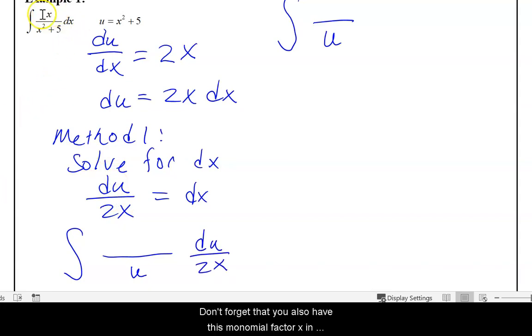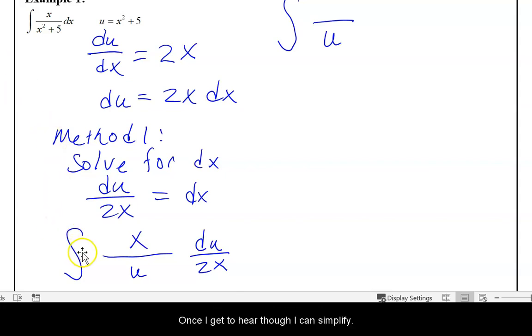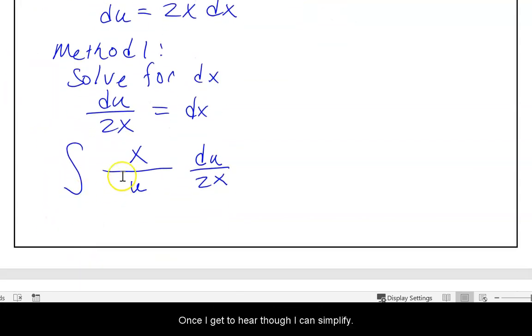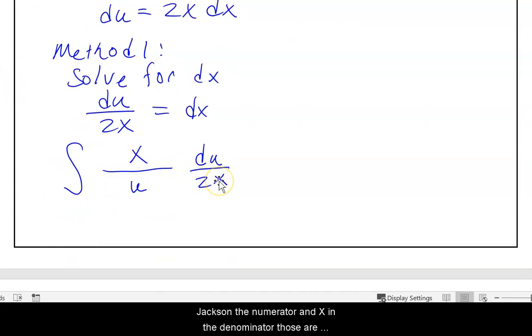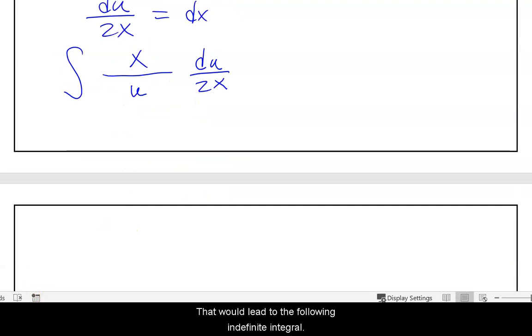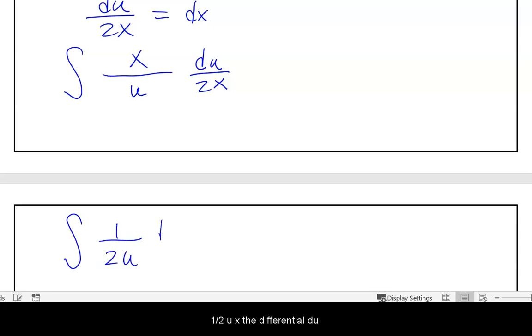Don't forget that you also have this monomial factor x in the numerator. It's not gone, it's still there. Once I get to here, though, I can simplify. X in the numerator and x in the denominator, those are going to cancel. That would lead to the following indefinite integral: 1 over 2u times the differential du.